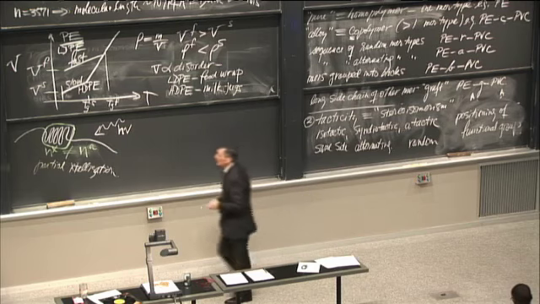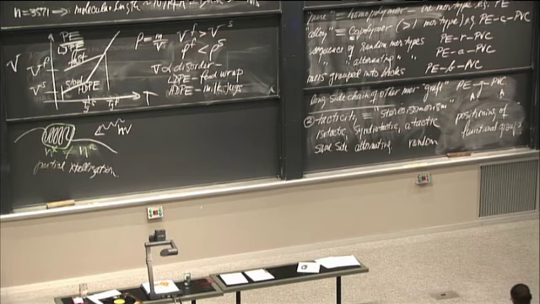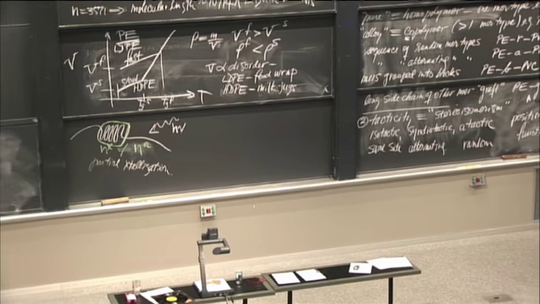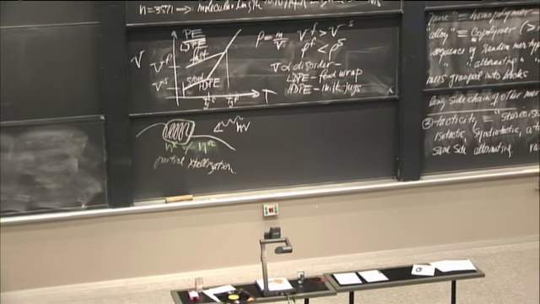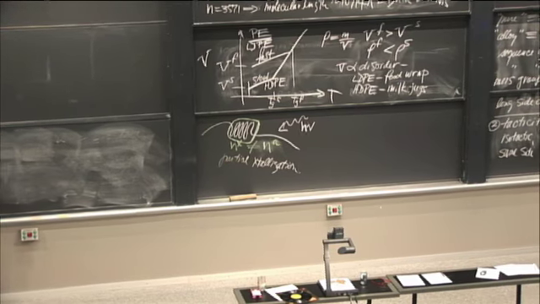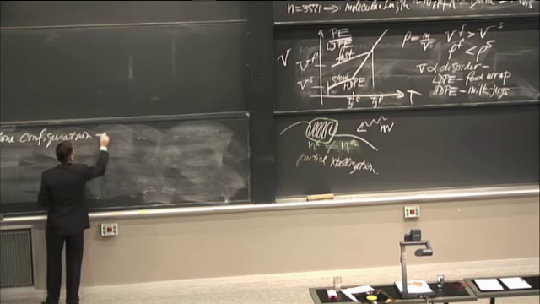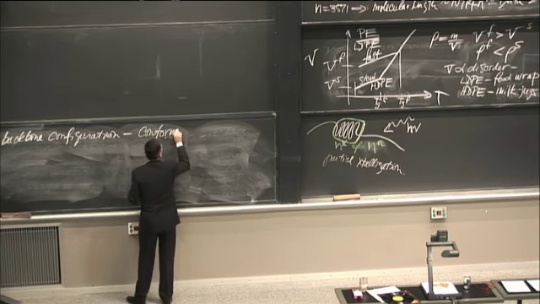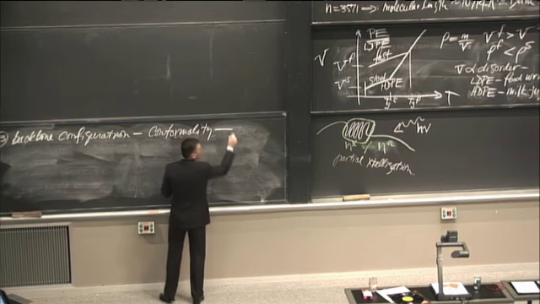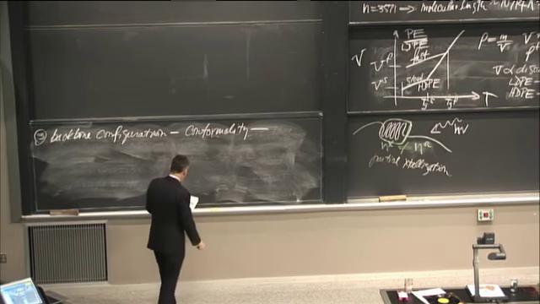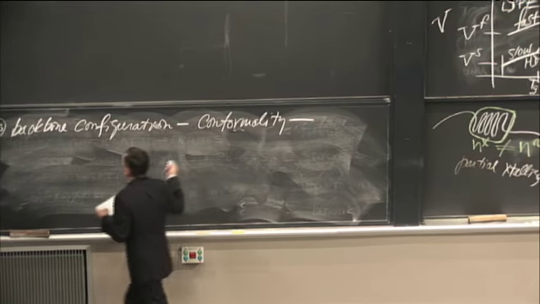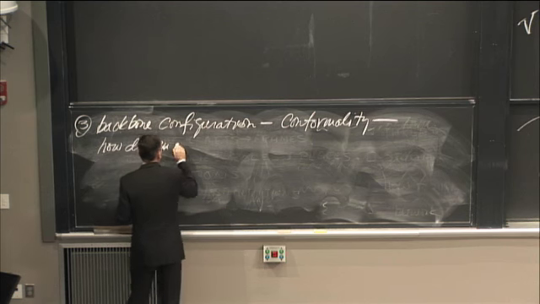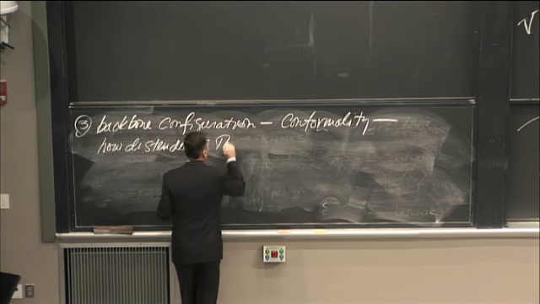Third one. Third one is the backbone configuration. This is the configuration of the main chain, right? And this is called conformality. You see, they have different words for everything. So it came from a different heritage. So to me, it answers the question, how distended is the chain?